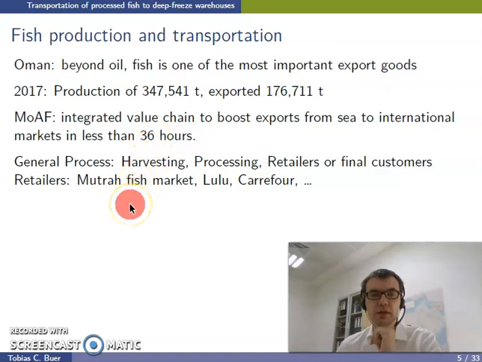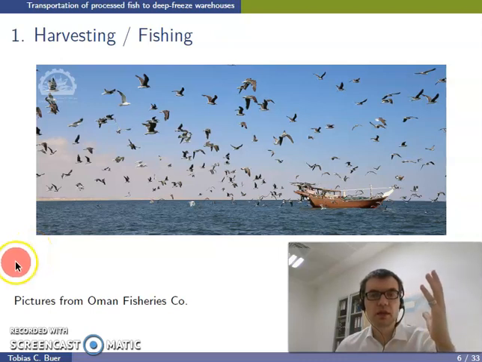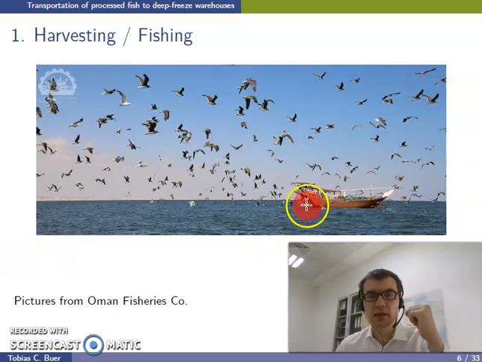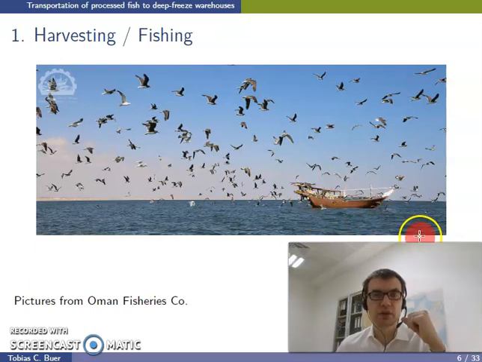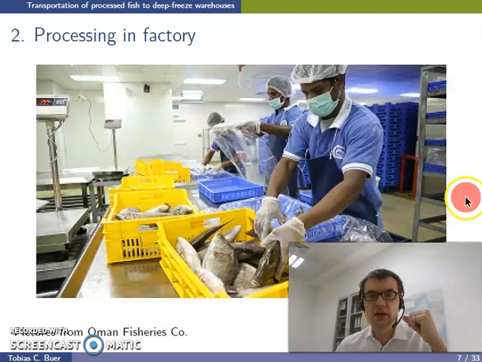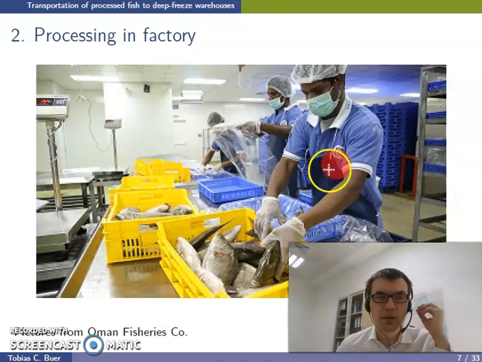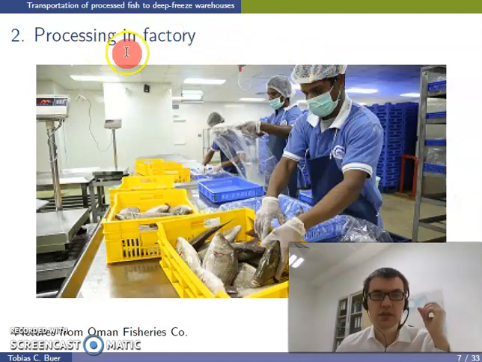What is the general process? Roughly speaking, first of all, we have to harvest the fish, we have to do the fishing. This might happen on smaller fishing boats or bigger industrialized fishing boats. After the harvesting, we deliver the fish to some factory. Sometimes the fish is already processed on industrialized ships, but let's look at this example of processing the harvested fish in a factory.